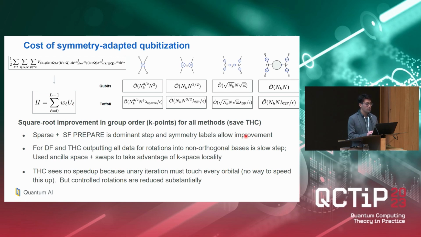So for these two methods, the sparse and single factorization, prepare is the dominant step, and we get a square root speed up there. For these two hypercontracted forms, for this one, we get a square root speed up, and for this one, we actually don't. This one is actually already optimal. You cannot improve unary iteration beyond linear cost in the basis, but we do get other savings, like reducing the number of controlled rotations overall. And so asymptotically, this doesn't have a speed up, but we'll see there's a pretty big speed up in the small group order size.